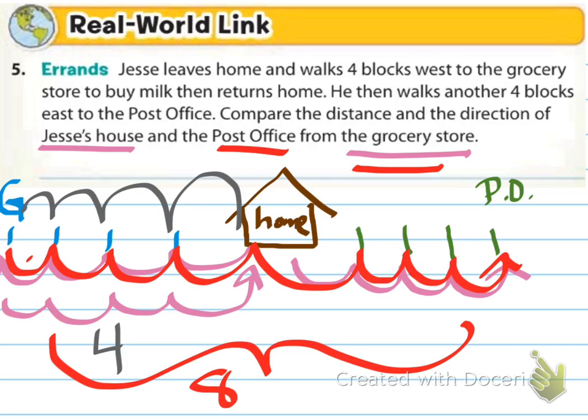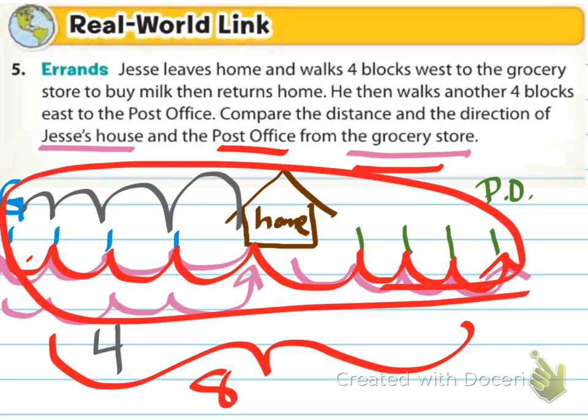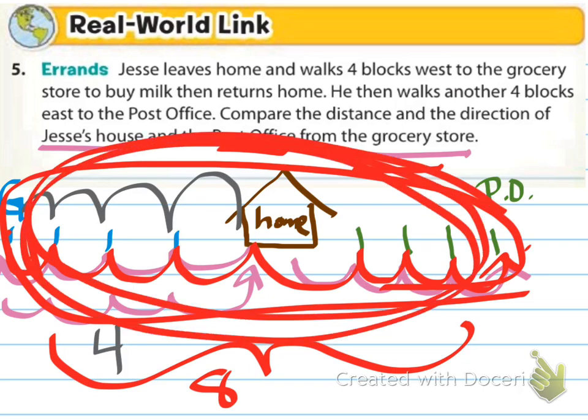So again, it's 4 blocks to the grocery store from home and 4 blocks to the post office from home, the opposite direction. But if we're talking about the entire walk from grocery store to post office or post office to grocery store, the entire distance doesn't cancel each other out like you would think a positive and negative number would. We actually would combine the two amounts and make it 8.